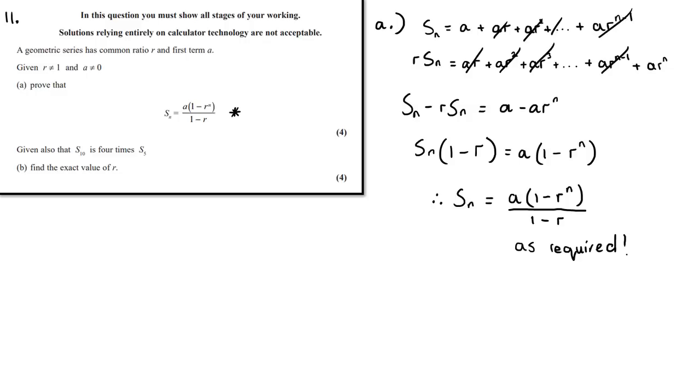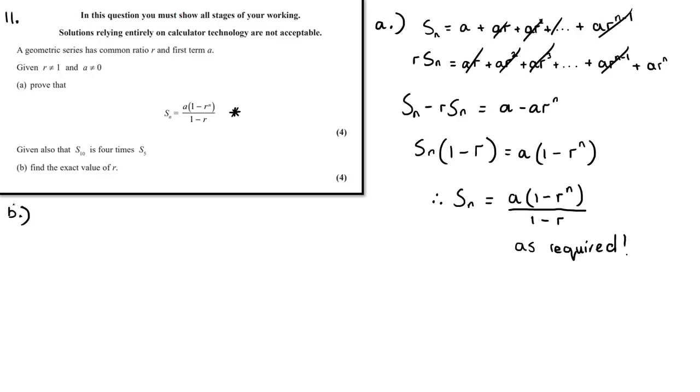And then in part b, we're given that the sum of the first 10 terms is 4 times the sum of the first 5 terms. We need to find the exact value of r. So, will I have enough room? I might just have enough room if we do it over here. Let's give it a go.